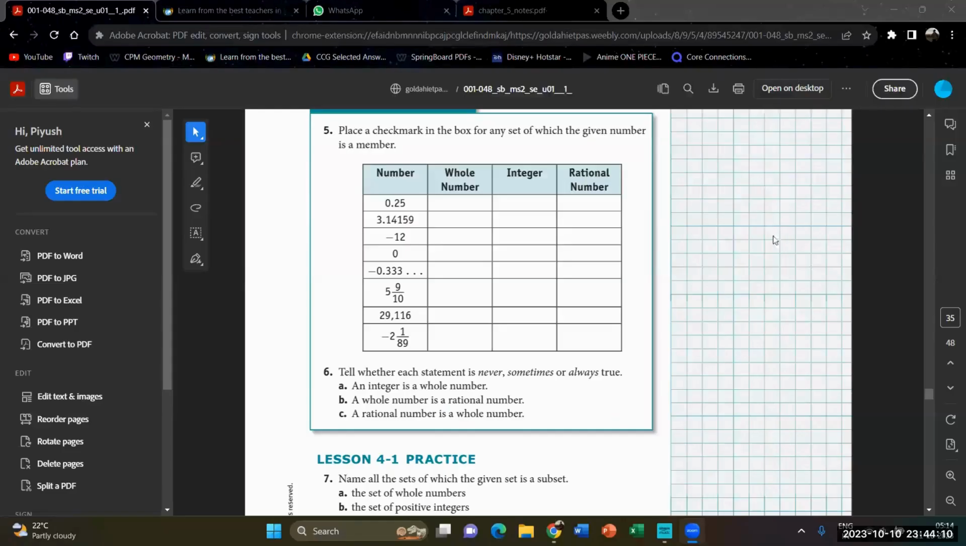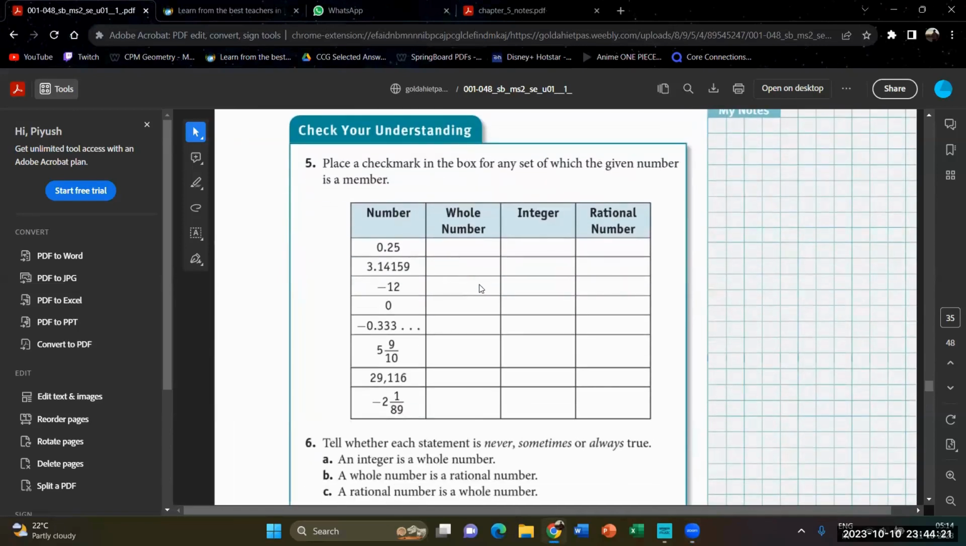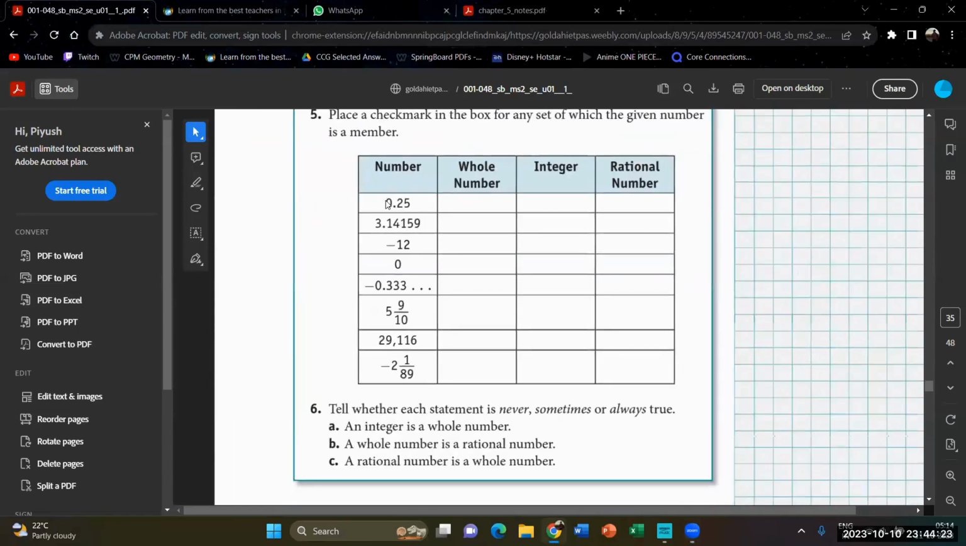So are you getting the basic idea of what rational numbers are? Rational numbers could be fractions. Rational numbers could be decimals. The important thing is Q should not be equal to 0. Correct? That's why I have this small exercise for you. If you look at the first number, 0.25, can you tell me what kind of number it is? Is it a whole number? Is it an integer? Is it a rational number?